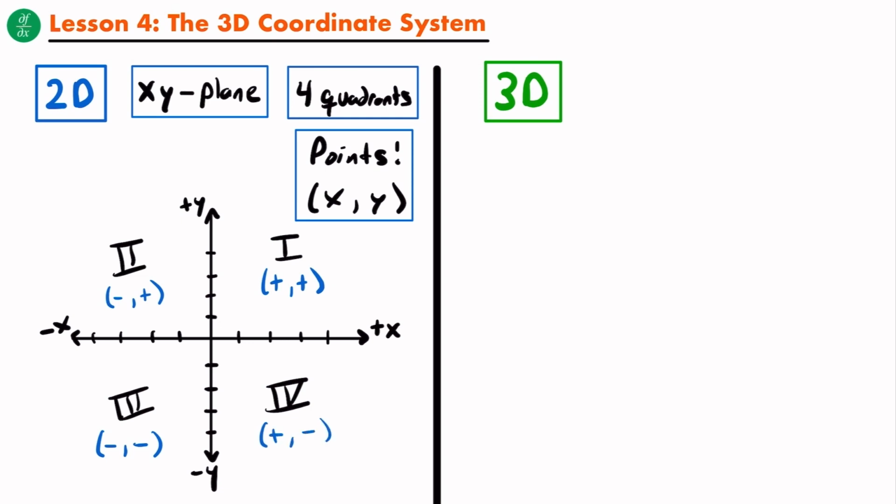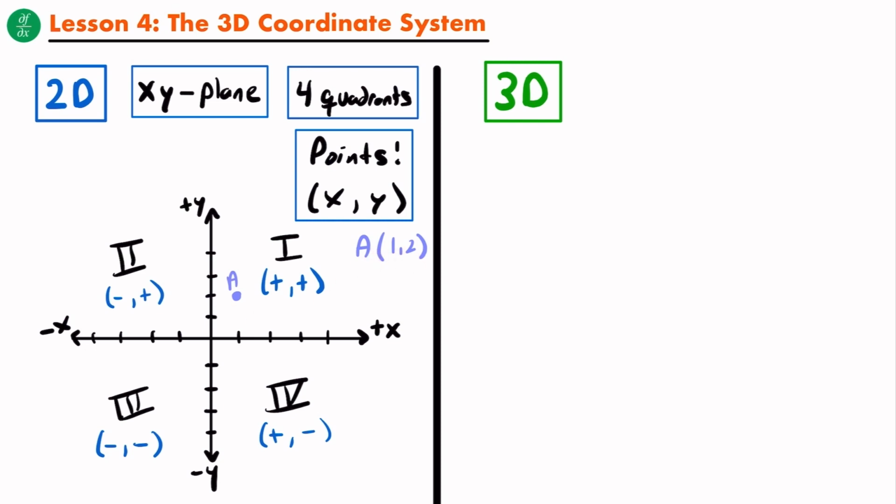So for example, let's say we wanted to plot a point A, which is at the point (1, 2). What we would do is start at the origin and measure the x-coordinate and then the y-coordinate. So we move 1 in the x direction and then 2 in the y direction. So this point right here would be point A. It is the point (1, 2).